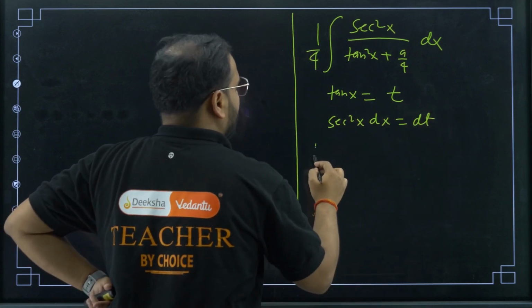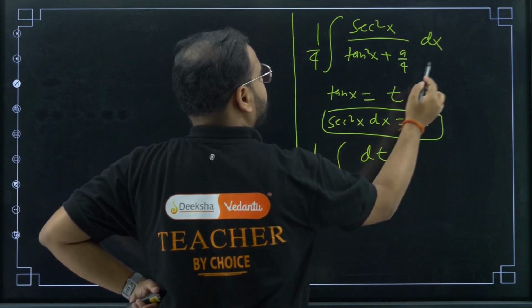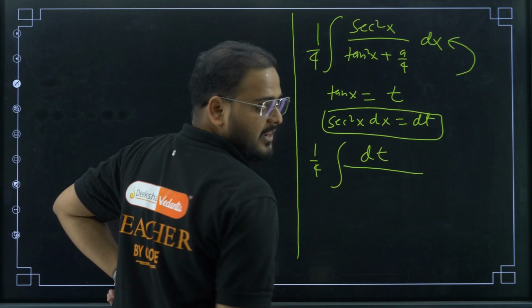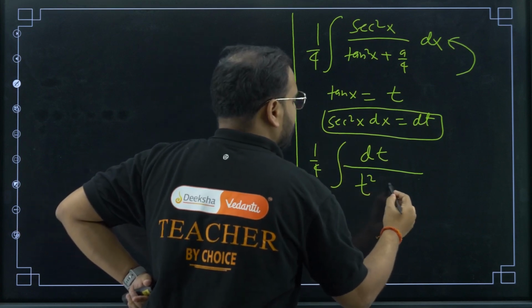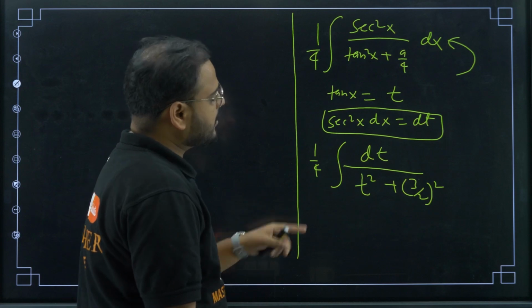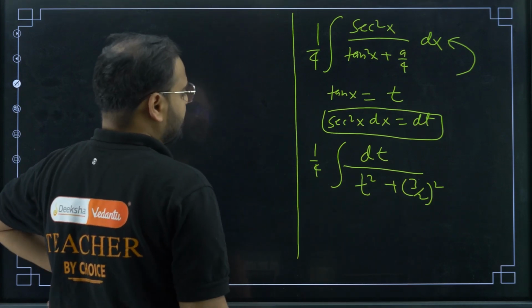Now this will become what? 1 by 4 integral of dt, please check this step, dt upon what? t square plus 3 by 2 the whole square. Correct? 3 by 2 the whole square. For this I have the formula tan inverse of x by a. Do it, tan inverse of x by a.